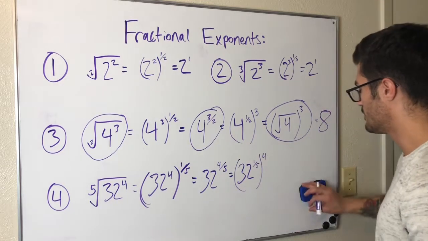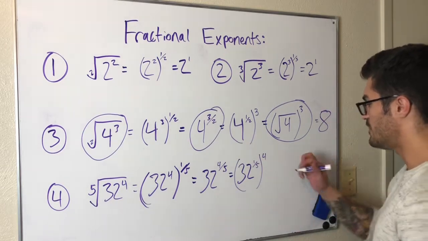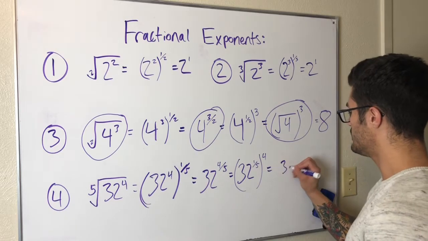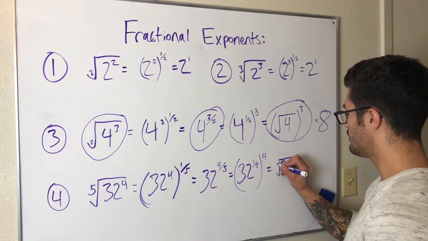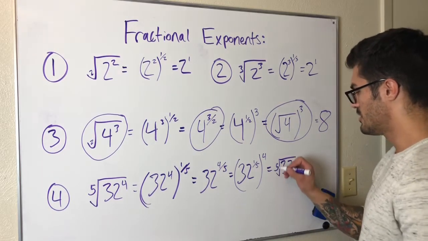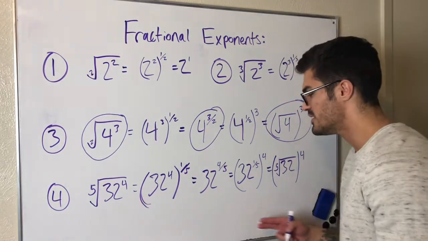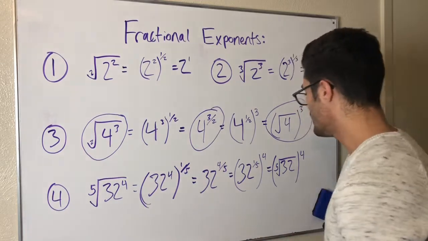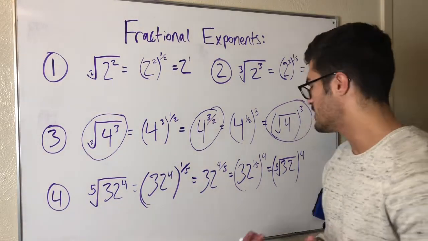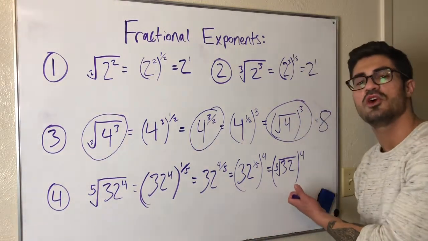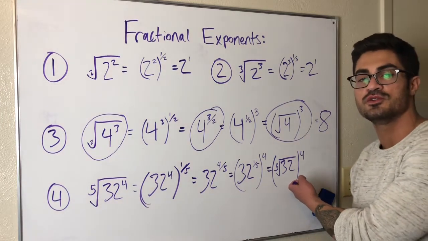So this equals 32 to the 1/5 raised to the 4th. And 1/5 is just the 5th root, right? So I have the 5th root of 32, and that's being raised to the 4th power. See how we've manipulated this to look like 4 different things? We've really used this to our advantage, because look what I have here now. I have something I can solve. I think I can find the 5th root of 32, right?